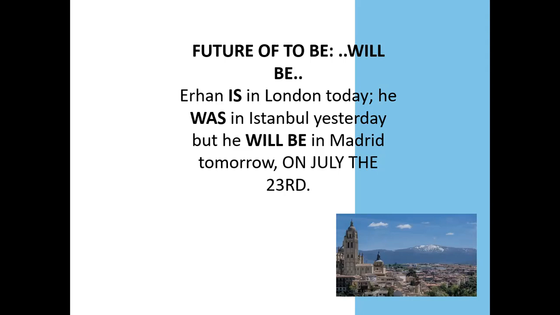He was in Istanbul yesterday. Okay, I understand. I see. He was in Istanbul yesterday in the past. But he will be in Madrid tomorrow in the future. This has got a future meaning, future message in it. Okay. How will you give? Shall we give messages of past, present, future without knowing the grammar, without knowing vocabulary? Is it clear? Okay. But he will be in Madrid tomorrow on July the 23rd.